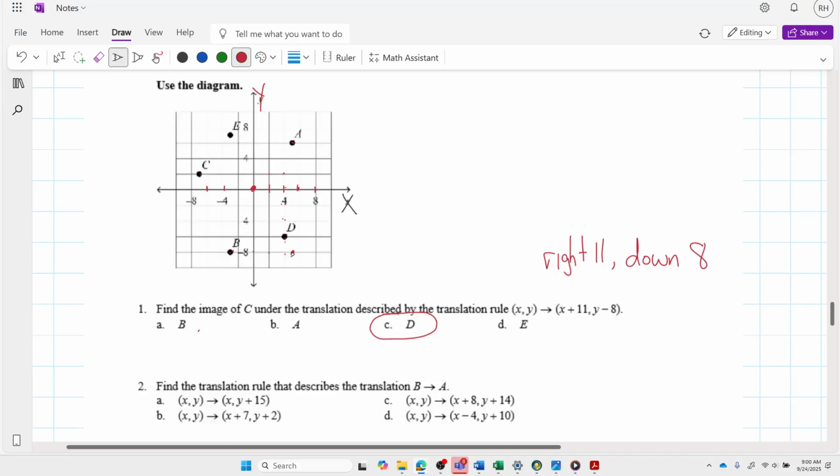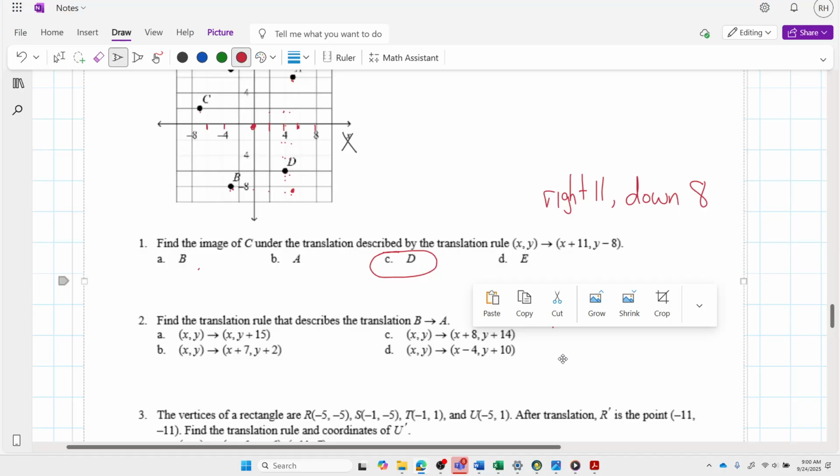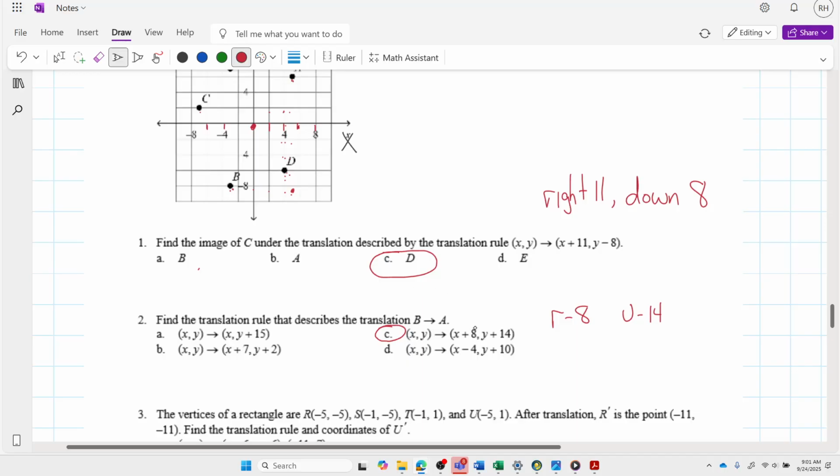All right, so we're going to go 8 to the right, and now we've got to go up 2, 4, 6, 8, 10, 12, 14. So we've got to go right 8 and up 14, and then just match the rule. Okay, so answer choice C has you going x plus 8, which is right 8, and y plus 14, which is up 14. So again, it's answer choice C right there. Changes in x go left and right. Changes in y go up and down.